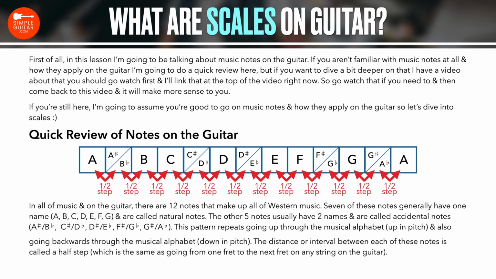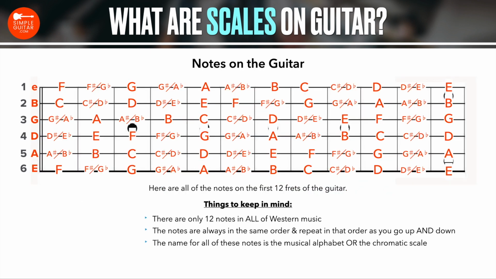Pretty straightforward, but here is a diagram of all the notes and where they sit on the first 12 frets of the fretboard. So on your 6th string, your open note is E. So if you play your first fret, you're playing F, and then you have F sharp or G flat on the 2nd fret, and then G, and then G sharp or A flat on the 4th fret, and then A on the 5th, and so on and so forth, okay?